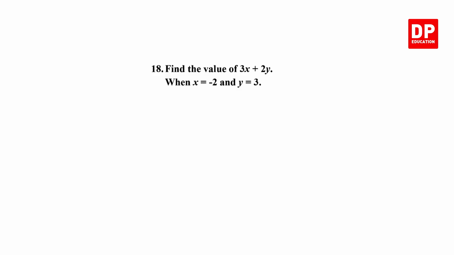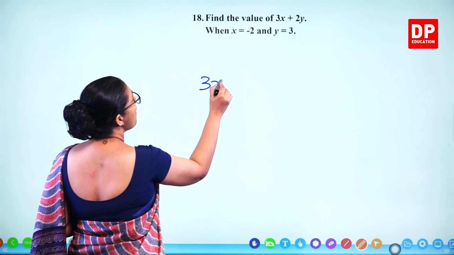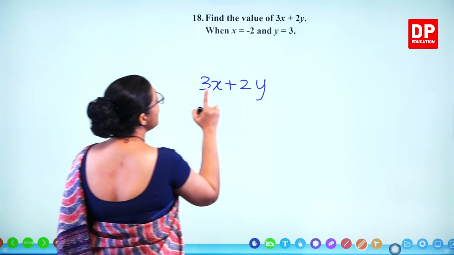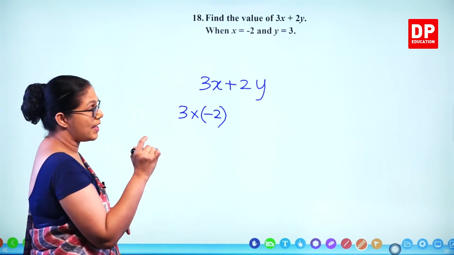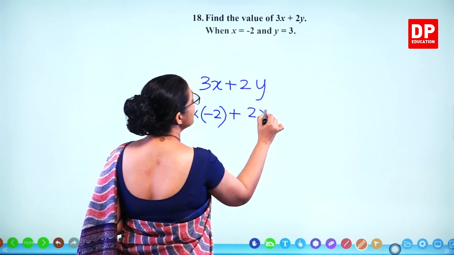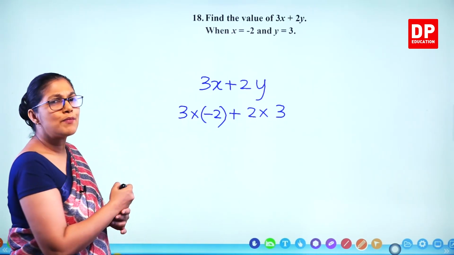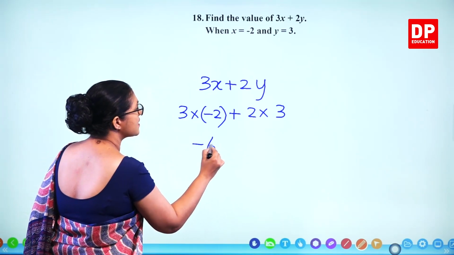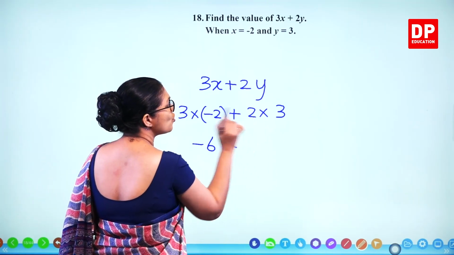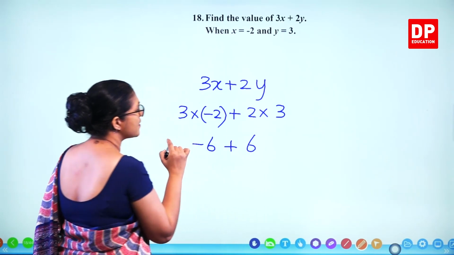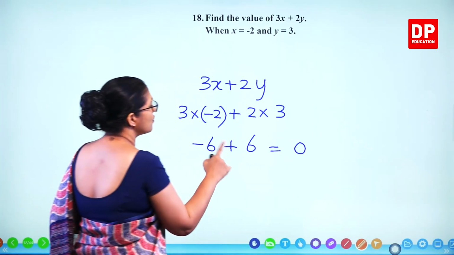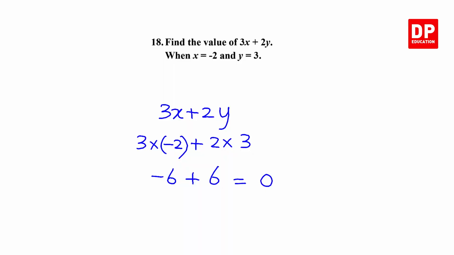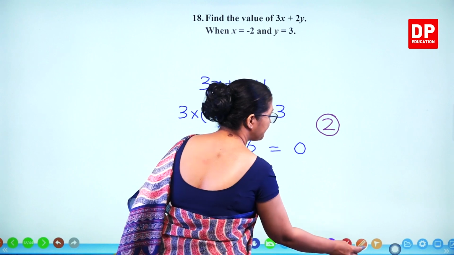Question number 18. Find the value of 3x plus 2y when x equals minus 2, y equals 3. Substitute x equals minus 2 there. So 3 times minus 2, you get minus 6. 3 times 2, 6. Minus 6 and 6, you get 0. So take the difference. 6 and 6 difference is 0. So you get 2 marks.